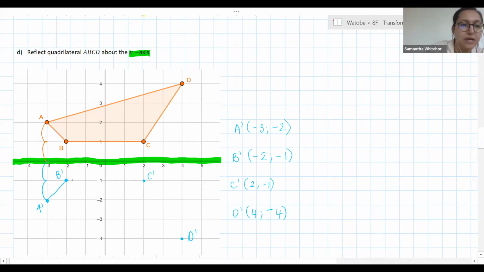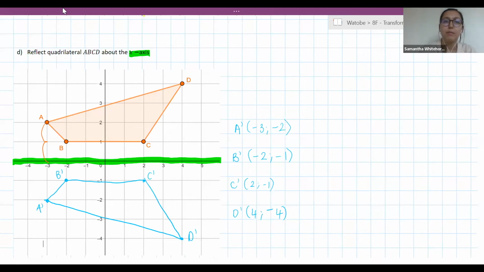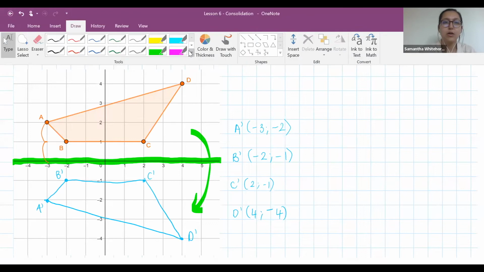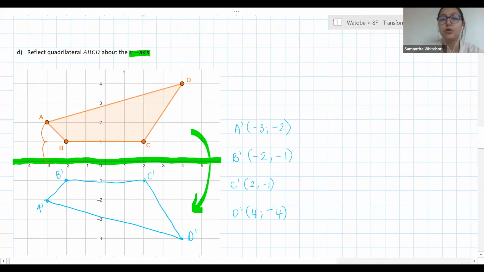Once we've done that, we take our ruler and we draw in our quadrilateral. Hopefully yours looks a bit better than mine. We can see that we've created this mirror image where the mirror is my x-axis. Again, we can start to see some patterns if we compare the original to the new coordinates. So if I write down my original coordinates very quickly, A, B, C, D, hopefully we can see that now the y coordinates are the ones that are changing.